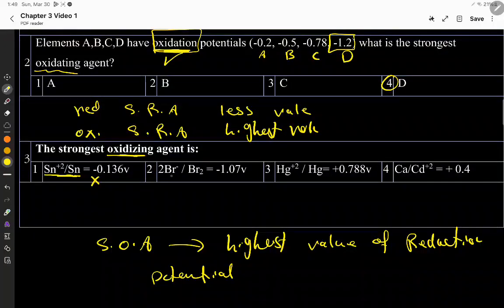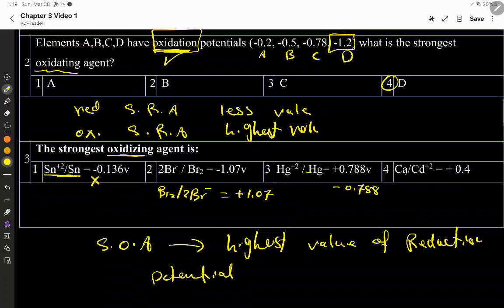No. Let's see. Br negative to Br. This is not reduction. This is oxidation. So we should make it reduction. The reduction of this one will be Br to Br negative, which is going to be positive 1.07. Let's see. Hg to positive Hg. This is also reduction. We should make it oxidation. To make it oxidation is going to be negative 0.788.